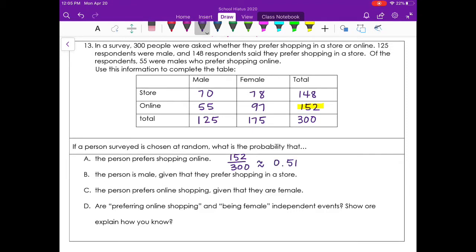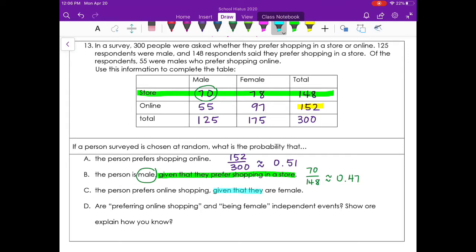B, what is the probability that the person is male given that they prefer shopping in a store? This is a conditional probability which limits us to only the number of people who prefer shopping in a store, so the denominator of our fraction will be 148. Then we're looking for the males in that category, which is 70, so the probability will be 70 over 148. Then we'll divide to get approximately 0.47, or a 47% chance that a person in the survey is male, given that they prefer shopping in a store.